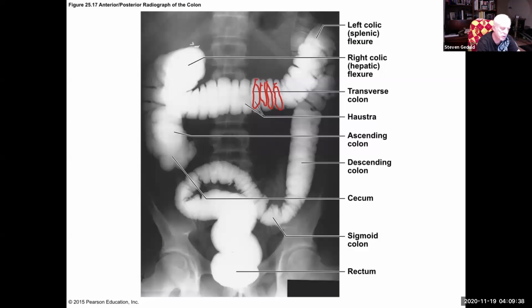This is your ascending colon right here, coming up. This is the hepatic flexure, where it bends, where your liver is. This is the transverse colon across here. This is your splenic flexure, where the spleen is. This is your descending colon. This is your S shape, that's your sigmoid colon. And this sigmoid feeds into the rectum.